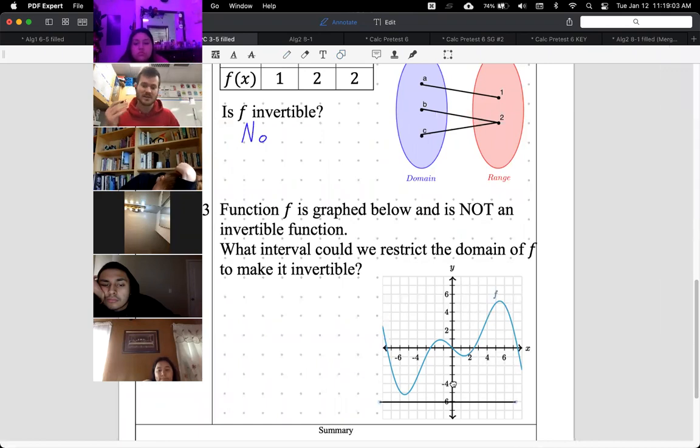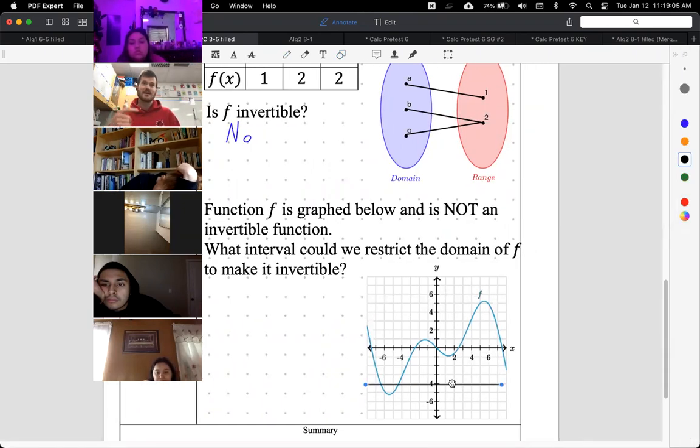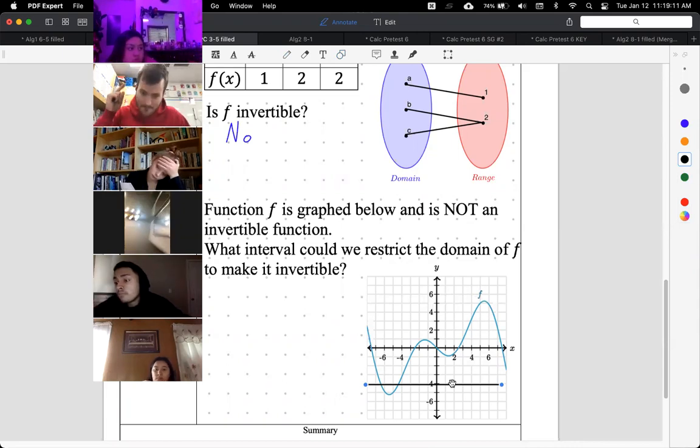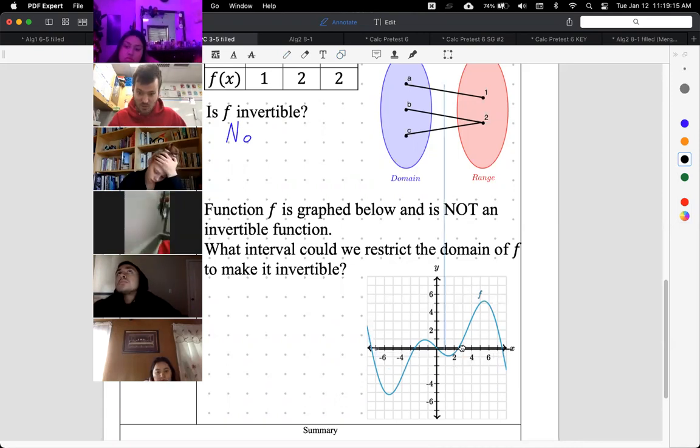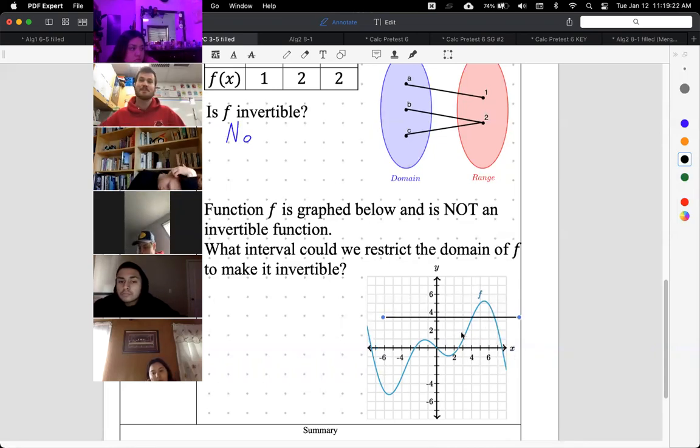But remember, the horizontal line test says if it passes through this line twice anywhere, at any one point, it fails. And it fails at multiple places here. It fails here, I can drag it up here. It super fails right there. Look, it hits 1, 2, 3, 4, 5 times at this spot. And up here, okay, it hits twice, but it still fails the horizontal line test.